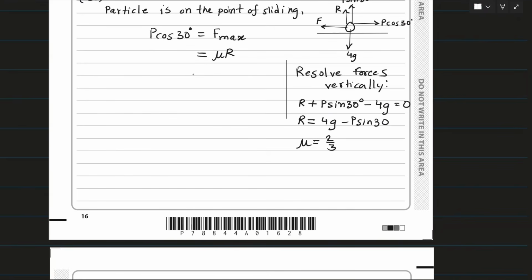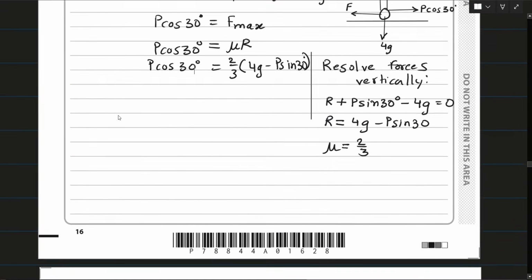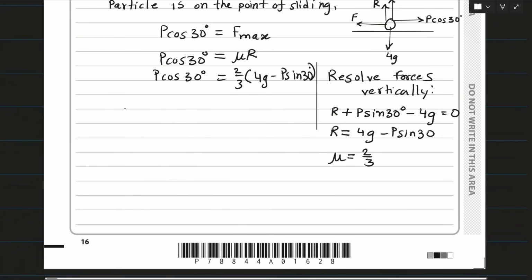Now we can use this to rewrite our expression as this. So we have 2 by 3 into R, which is 4g minus P sine of 30. So we have P cos of 30 degrees equals 2 by 3 (4g minus P sine 30). From this, we are going to find the value of P. To do that, we need to make P the subject of this expression.